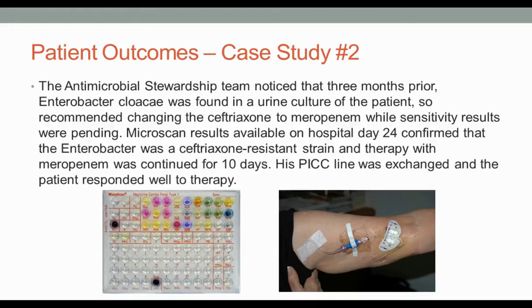Microscan results available on hospital day 24 confirmed that the Enterobacter was a ceftriaxone-resistant strain, and therapy with meropenem was continued for 10 days. His PICC line was exchanged, and the patient responded well to therapy.